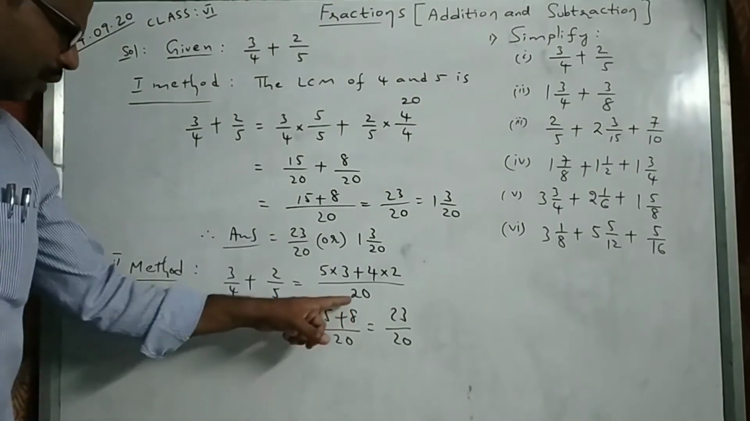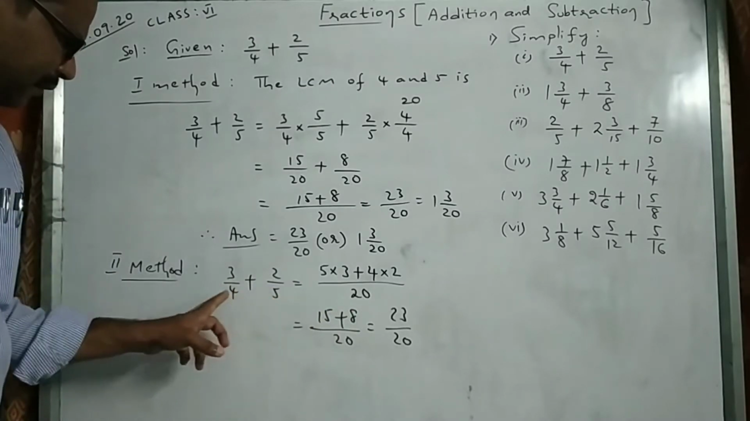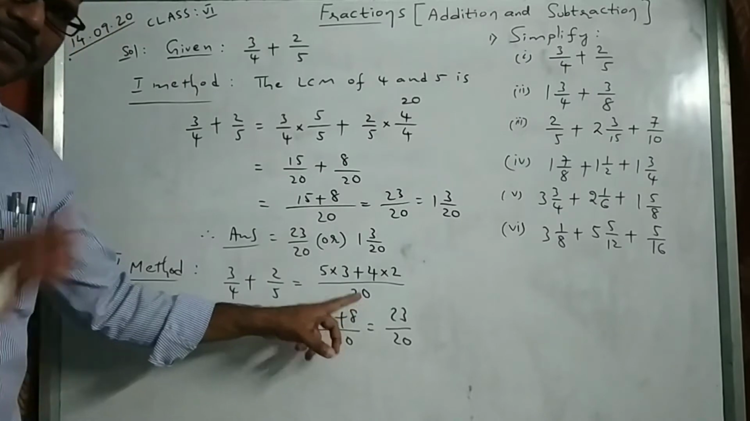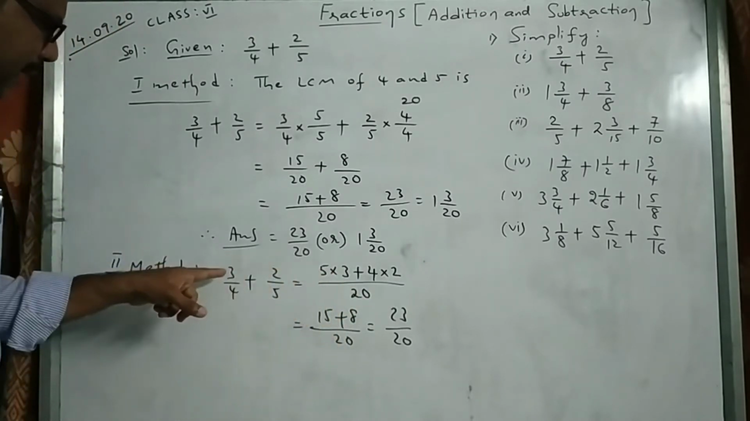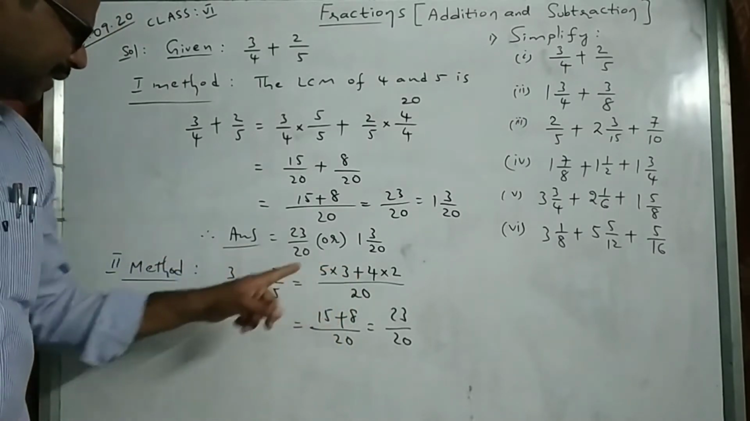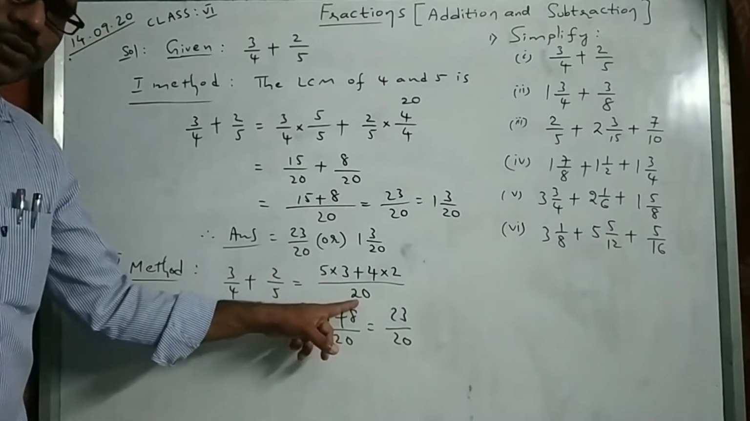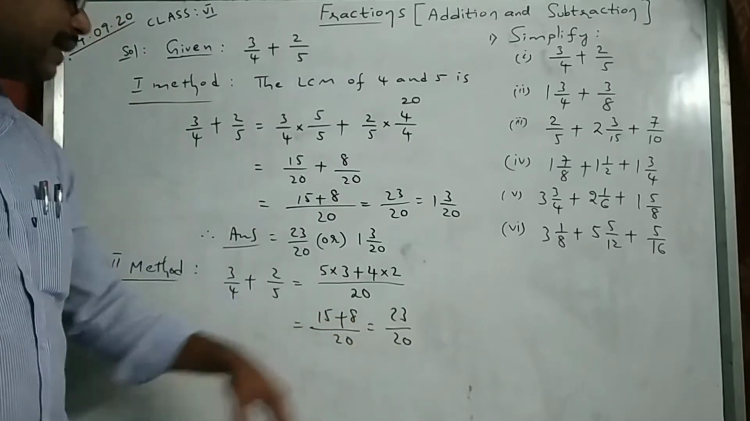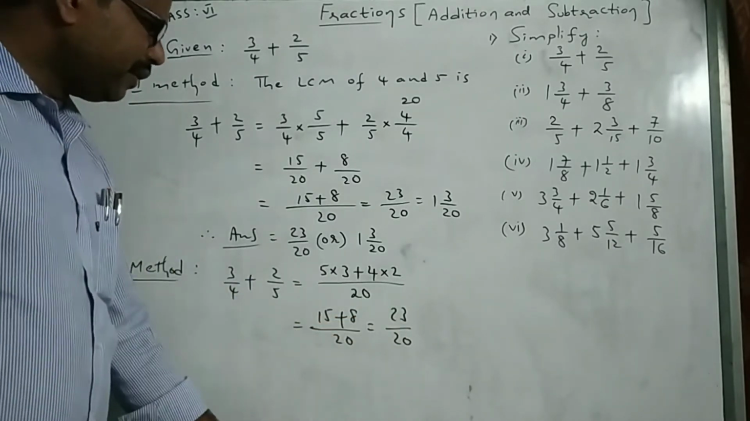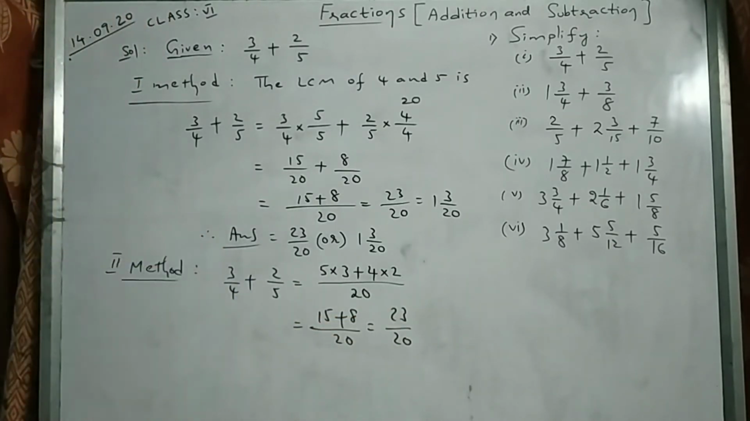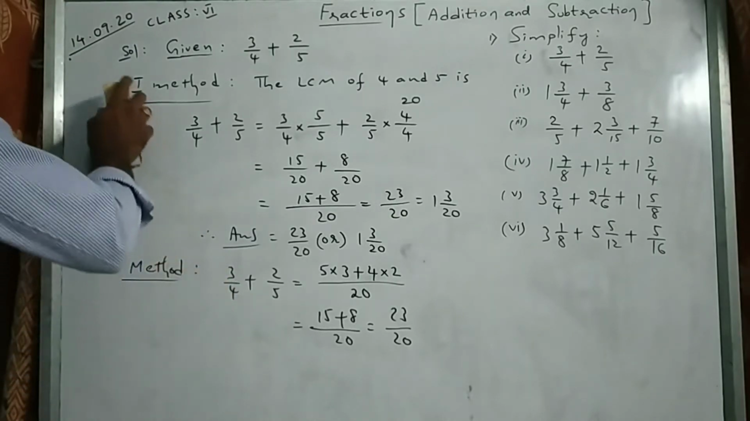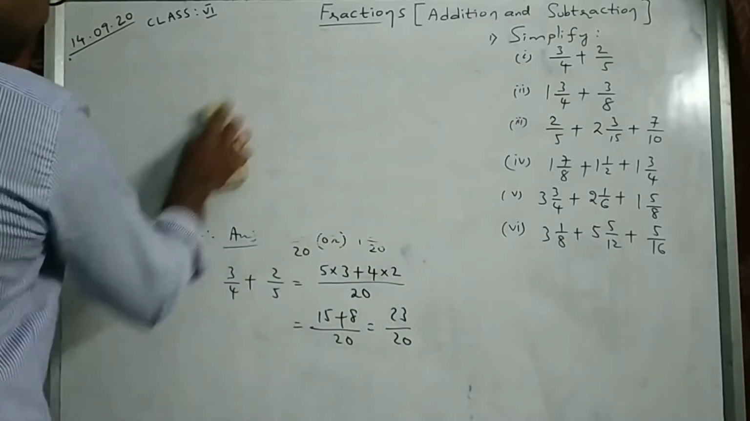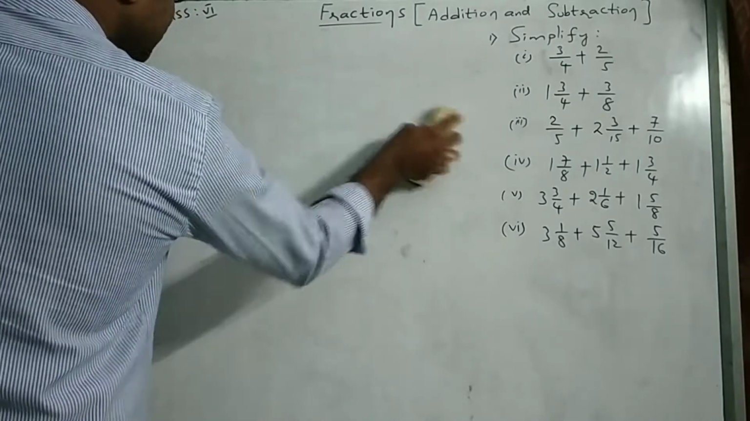First, what should you do? Take the LCM of 4 and 5. 4 5s are 20. 5 is there. 5 into numerator, what is here? 3. Plus 5 4 times it goes. 4 into here numerator is 2. 4 2s are 8. So add them and we usually when we go to the higher standard we will do this method. Okay? Any method you can do it, no problem. I will tell you next one.